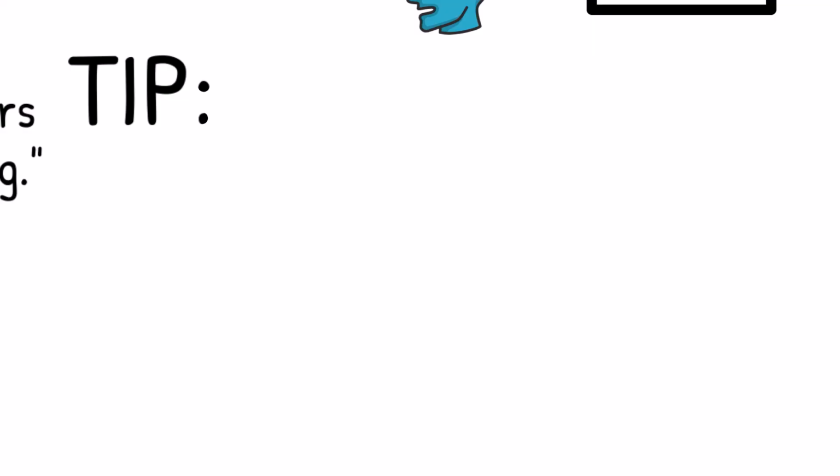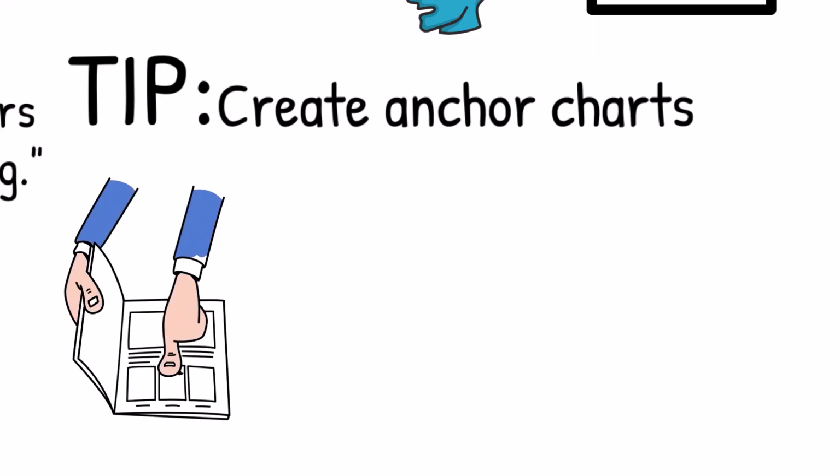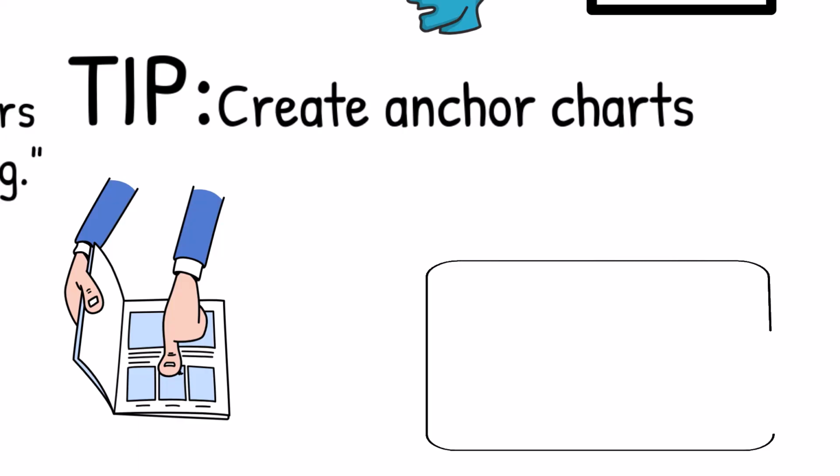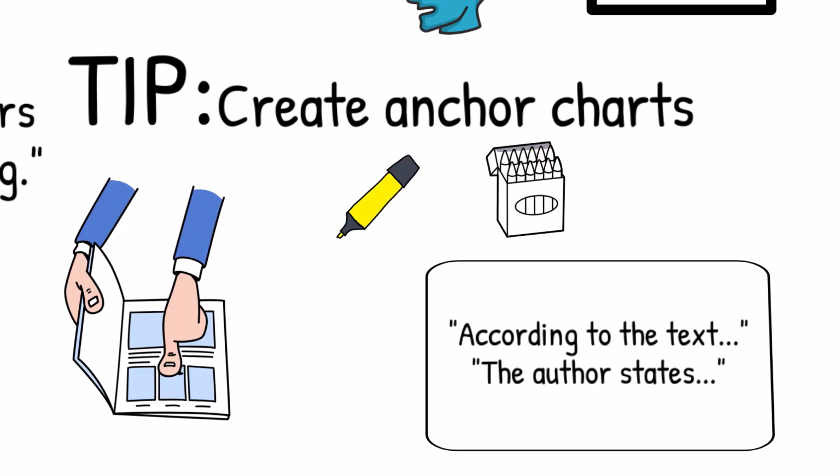Teacher tip: create anchor charts with sentence frames like, "according to the text," or "the author states." Encourage students to highlight or annotate their texts as they read, so they're ready to pull evidence when writing. You can also use color coding to help students visually identify evidence.